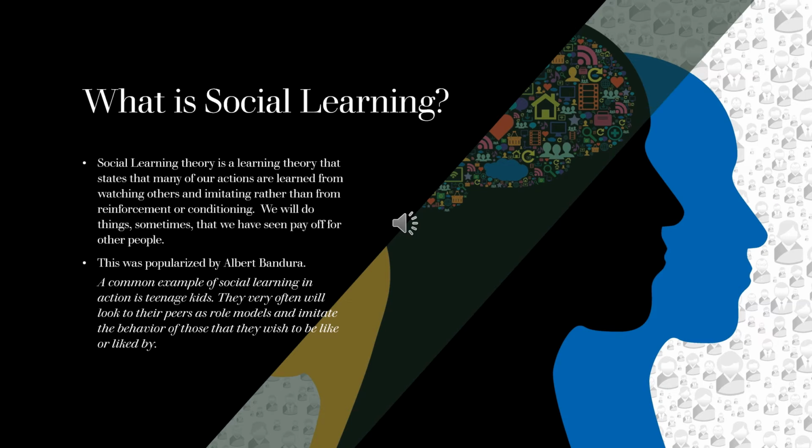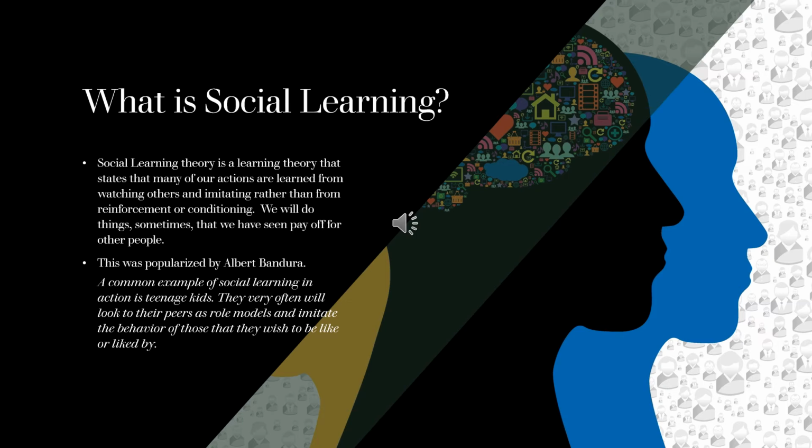We are learning things from watching and imitating others rather than from reinforcement or conditioning. We do things that we have seen pay off for other people. So we might not have already tried the behavior ourselves, but we've seen it pay off for someone. So if you're at work and you see someone getting coffee for everyone, getting donuts, and you see that everyone likes them, and all of a sudden they're in good with the boss, they're getting raises, they're moving up in the company, you might start to think, I need to get some coffee for everyone. I need to bring in some donuts. I need to make sure I make friends with everyone so that I can move up in this company.